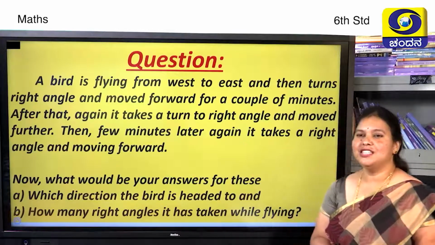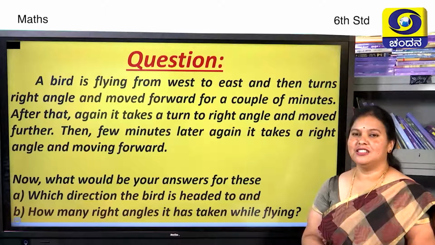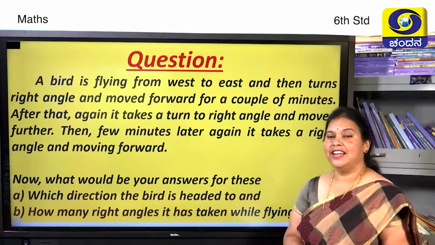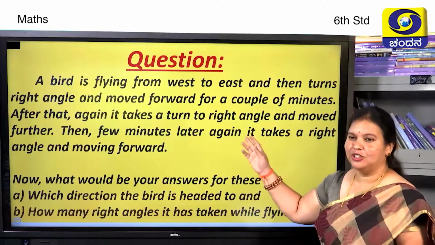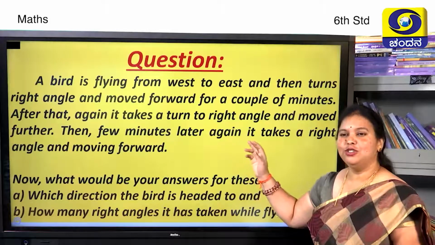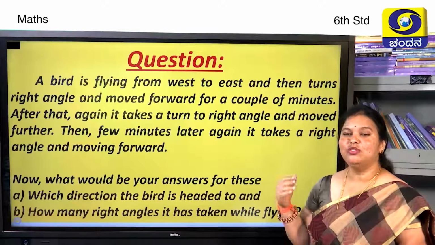A bird is flying from west to east and then turns a right angle and moves forward for a couple of minutes. After that, again it takes a turn at a right angle and moves further. Then a few minutes later, again it takes a right angle and moves forward.